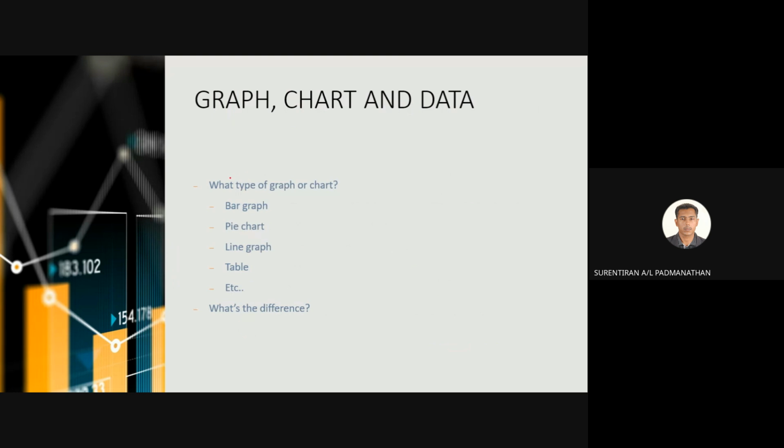Okay, so what are the types of graphs and charts that are available? We have bar graph, pie chart, line graph, table, and so on. There are a lot of different graphs and charts available that we can use to present the data.